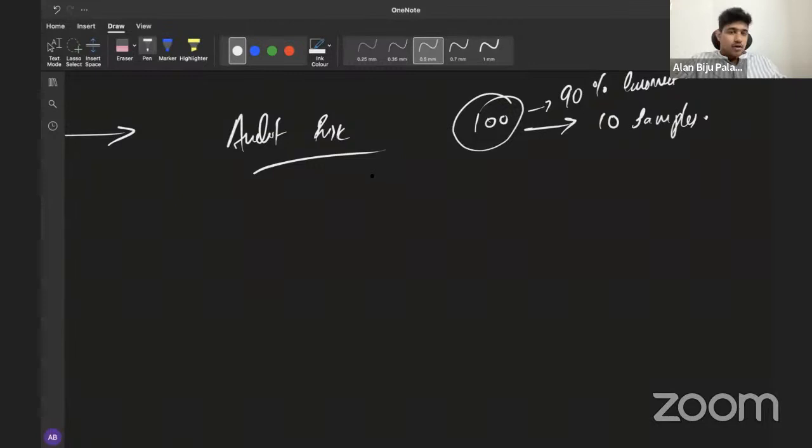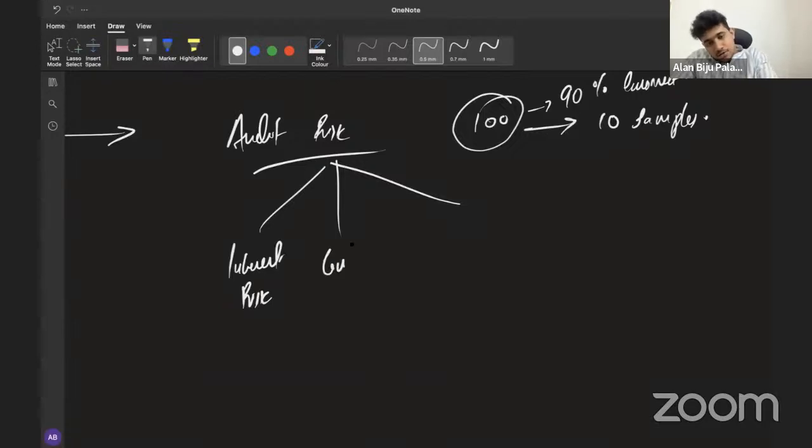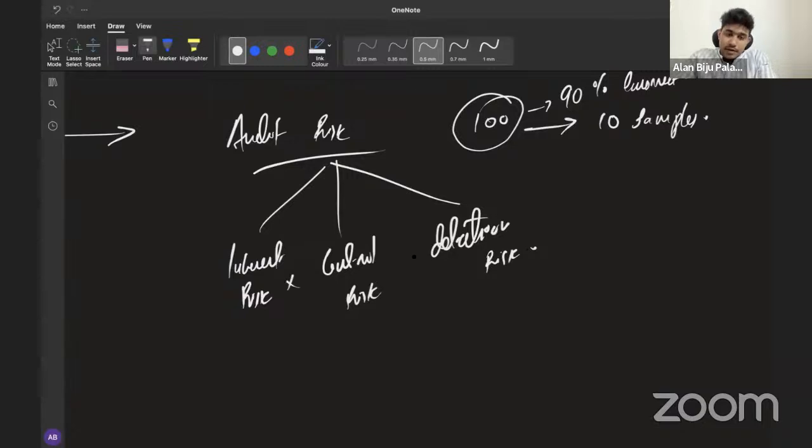We will call it audit risk. And which were the components of audit risk? So basically we know that there are 3 components of audit risk. Inherent risk, control risk, and detection risk. So these are the 3 sets of risk, right? There will be inherent risk, control risk, and detection risk.